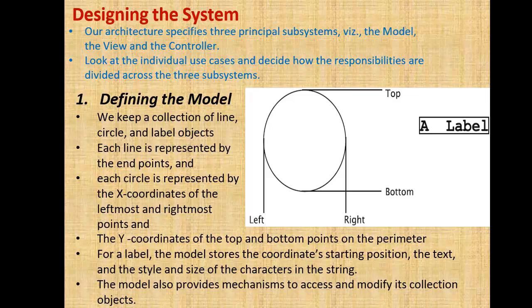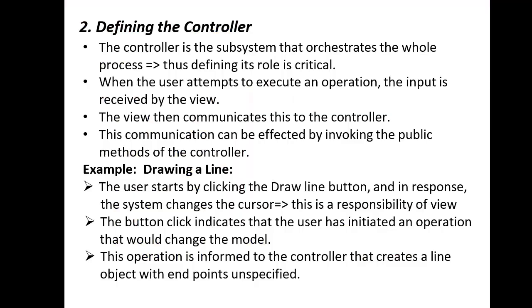Defining the model, we keep a collection of line, circle and label objects. Each line is represented by its endpoints, and each circle is represented by the x coordinates of the left and right points and the y coordinates of the top and bottom points on the perimeter. For a label, the model stores the starting position coordinates, the text, and the style and size of the characters in the string. The model also provides mechanisms to access and modify its collection of objects.